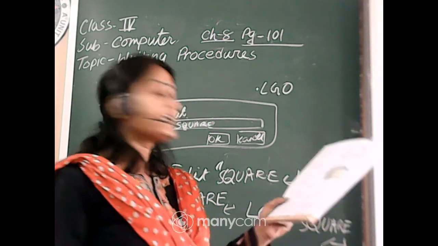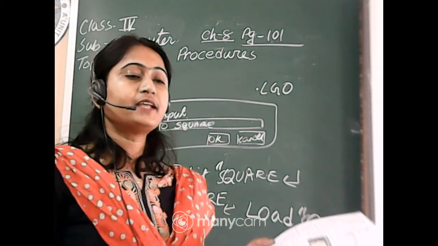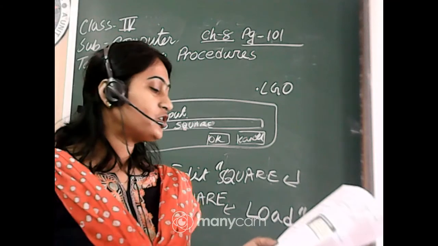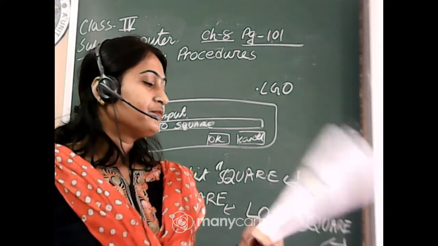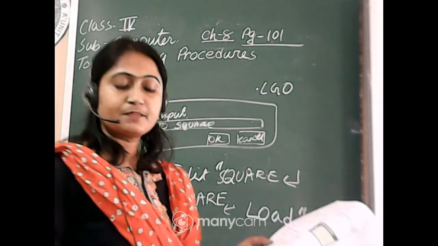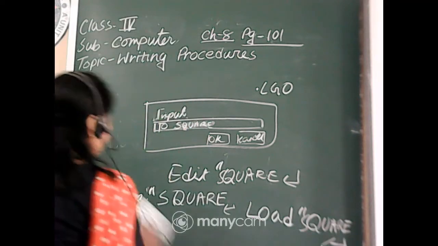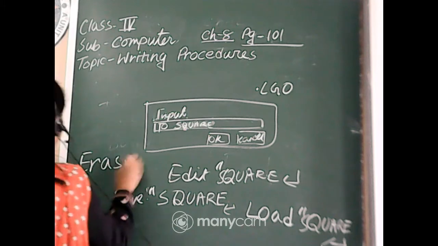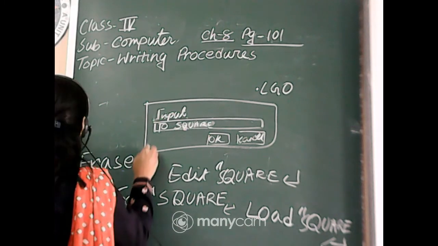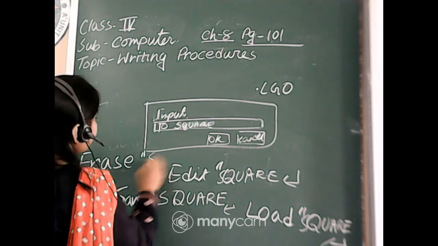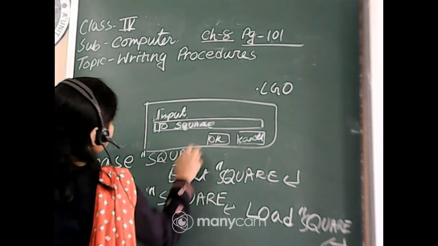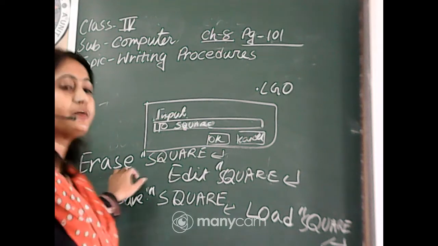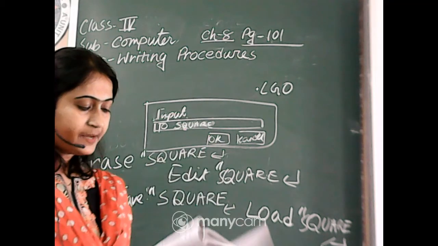And now erasing a procedure. Suppose you feel there is no need to save it, so you can erase this procedure. We can erase a procedure by following the given steps, using the erase command, E-R-A-S-E. Erase, and square. Using the erase command, you can erase the procedure.